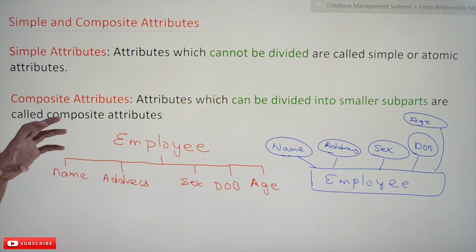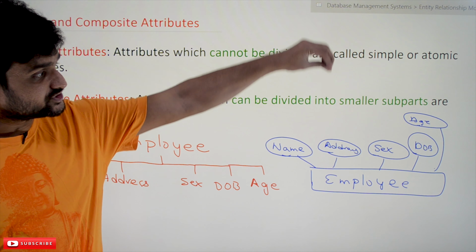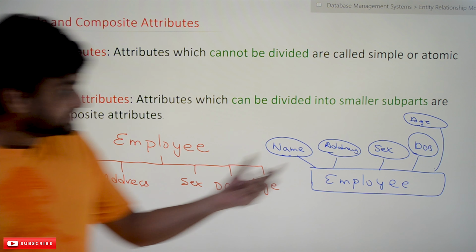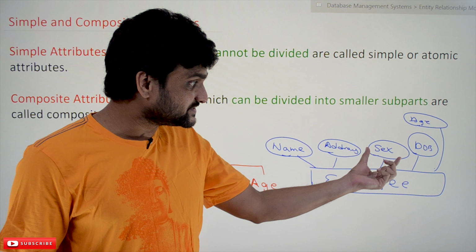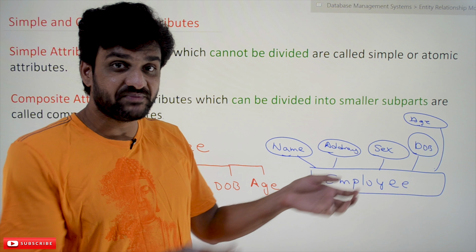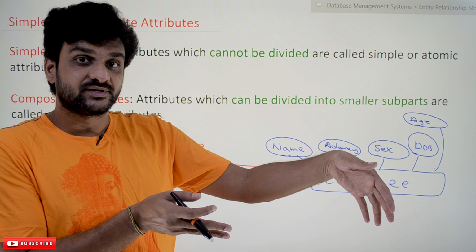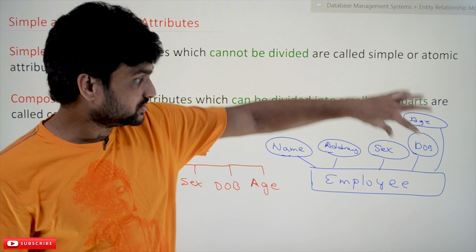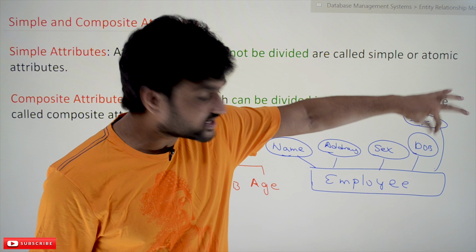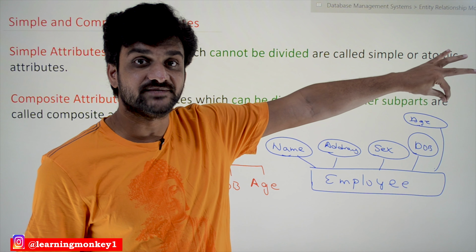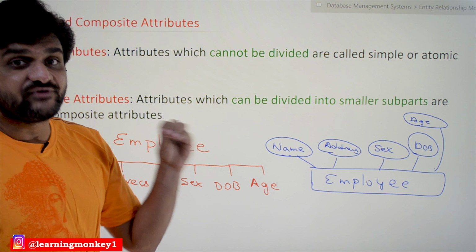Now can you guess which attributes are simple and which attributes are composite? Is it possible to divide the meaning of sex? It may be male or female. It cannot be further divided. The attribute date of birth also cannot be further divided. Similarly, age also cannot be further divided.